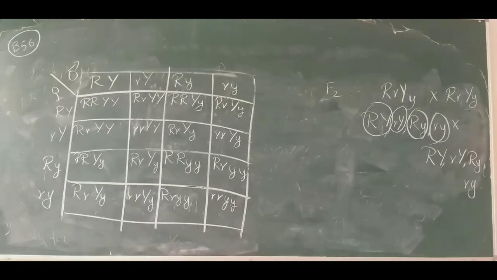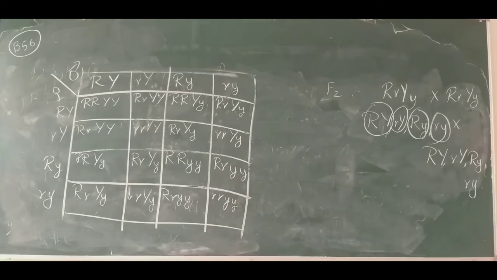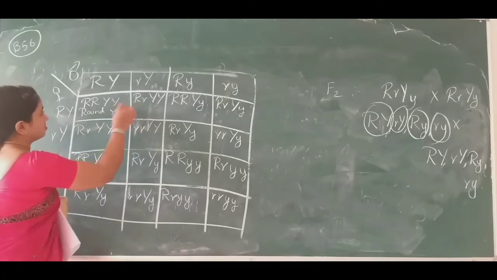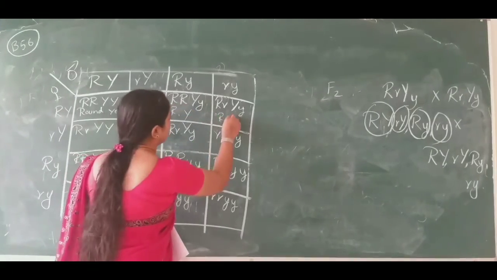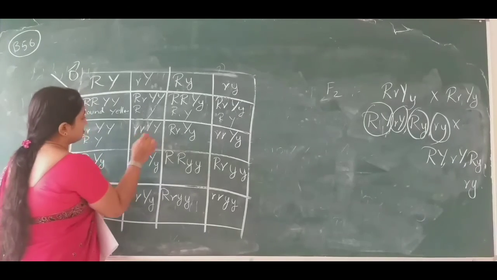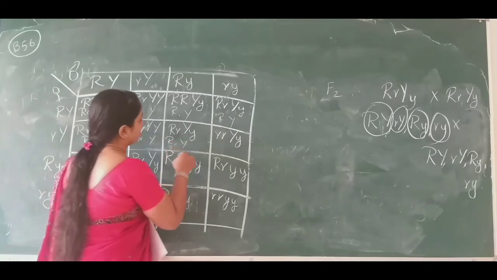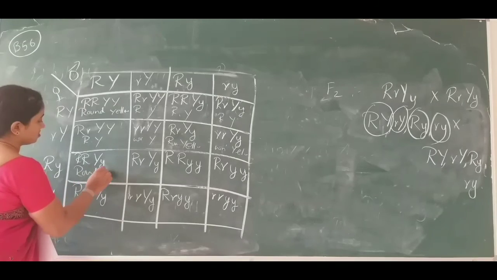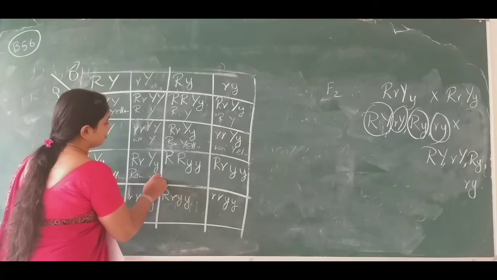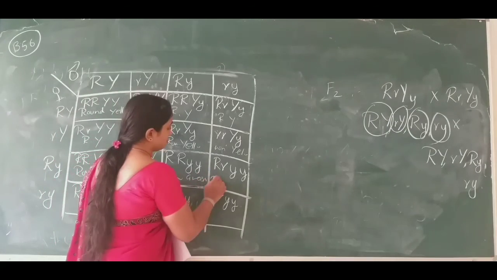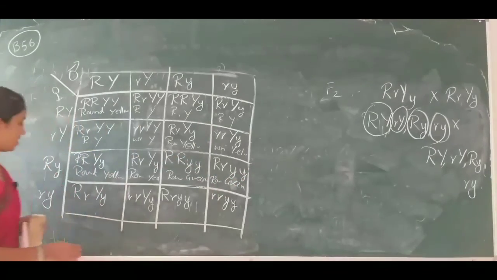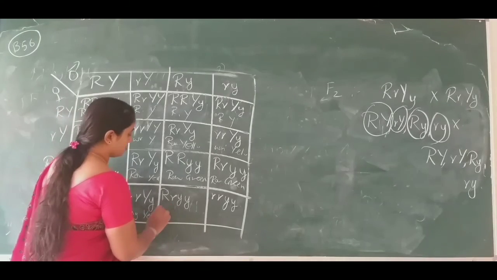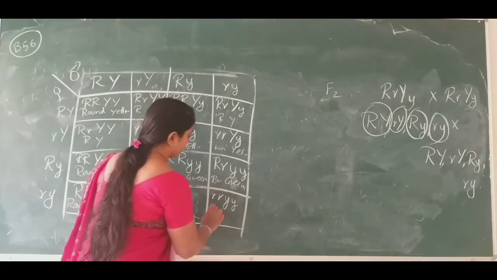So those are the 16 offspring we got from the dihybrid cross, and the phenotypes are round yellow, round yellow, round yellow, round yellow, wrinkled yellow, round yellow, wrinkled yellow, round yellow, round green, round green, round yellow, wrinkled yellow, round green, wrinkled green.